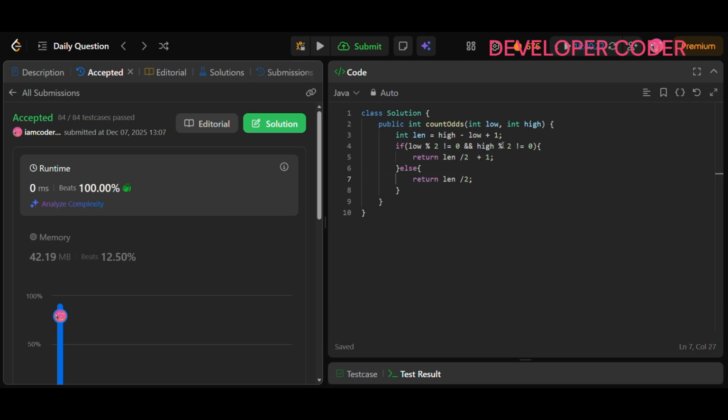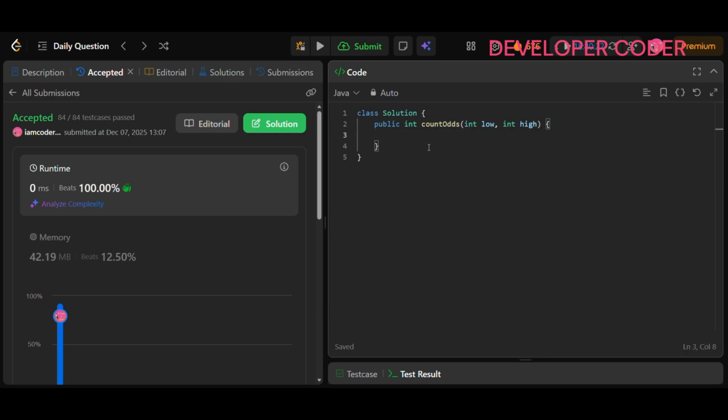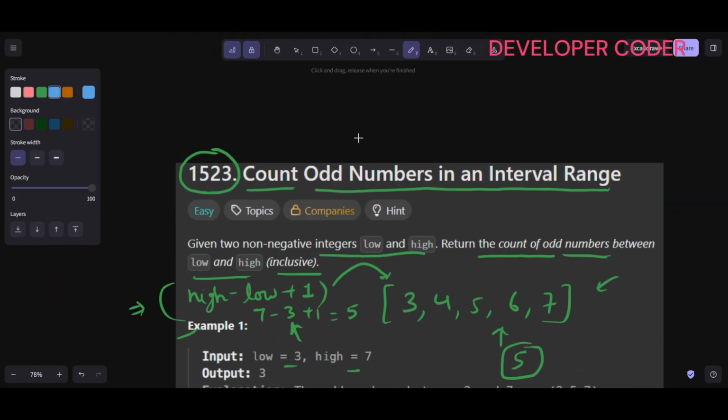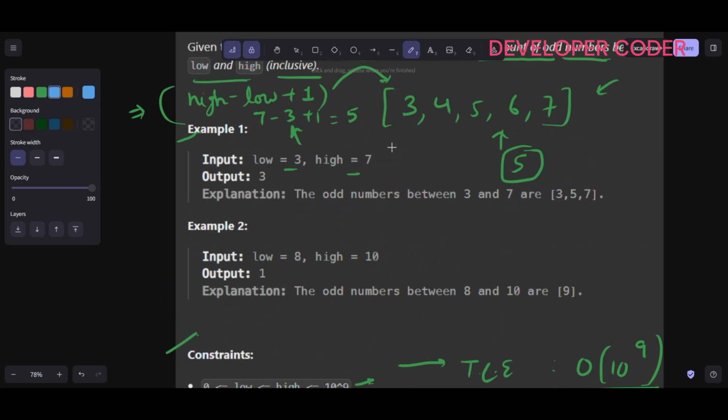Now let's see approach 2. Let me just remove this. These are your numbers, and this is your high. If high is odd, tell me, starting from 1, how many odd numbers are there? 1 2 3 4 5 6 7. How many odd numbers are there? 1 2 3 4, so 4 odd numbers are there.